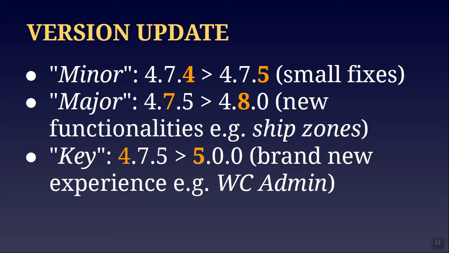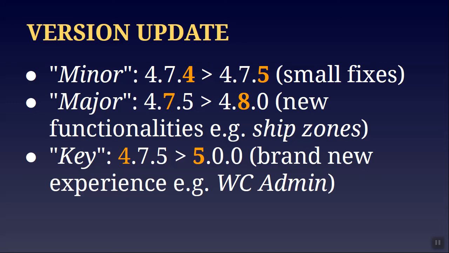Also, you have to remember that each update is unique and differs from the previous ones, and that's because of the version number. So we would classify updates, according to me, as minor, major, and key updates. A minor update is when the last number, the last figure inside that version numbering, changes. So for example, you go from 4.7.4 to 4.7.5. That would be a small fix, something that shouldn't really break your website.